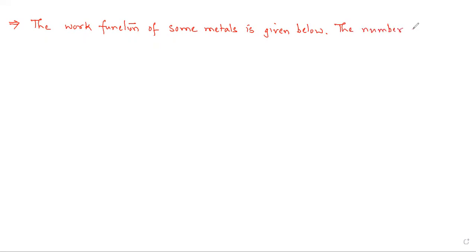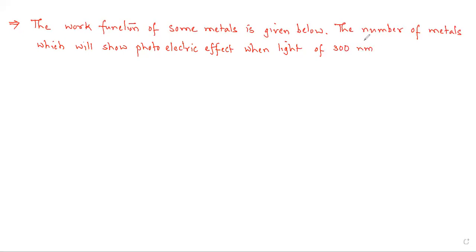This is a very interesting one, a previous IIT question, integer type question. See, the work function of some metal is given below. The number of metals which will show photoelectric effect when light of 300 nanometer wavelength falls on the metal.